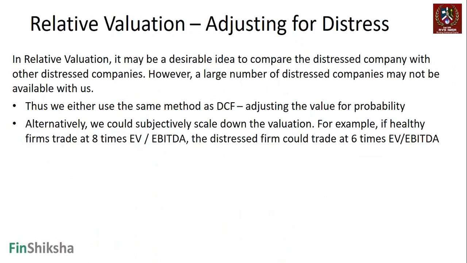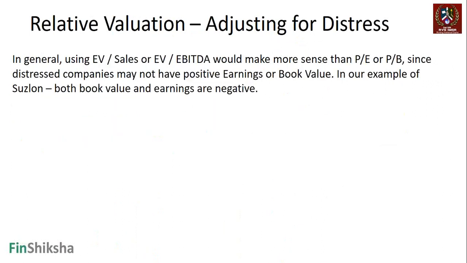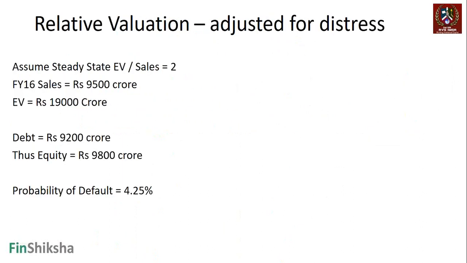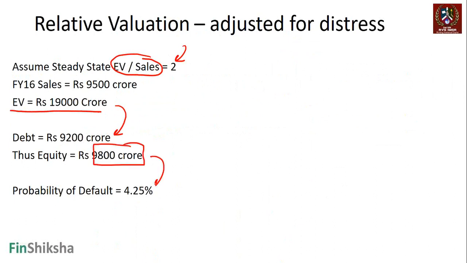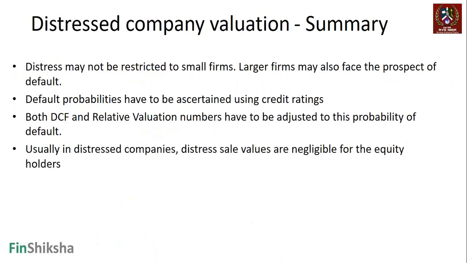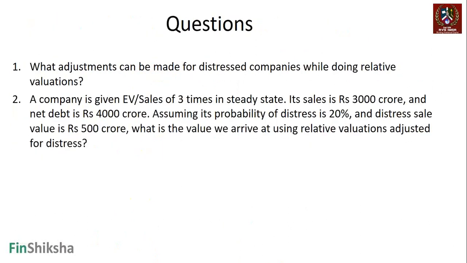Similarly, in relative valuation, you could arrive at a certain valuation based on an EV method, EV by sales method, for example, of 2, based on which you get an enterprise value of 1900. You can remove the debt. What you get is the equity value, and then you can use the probability of default once again to calculate the value, just like we did in the DCF calculation, right? So that's basically how you do a distressed company valuation.